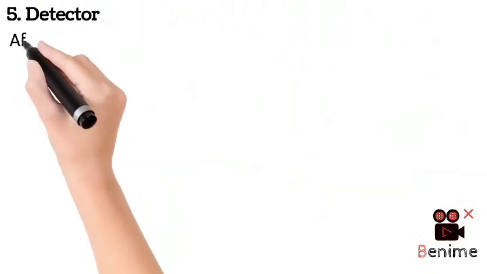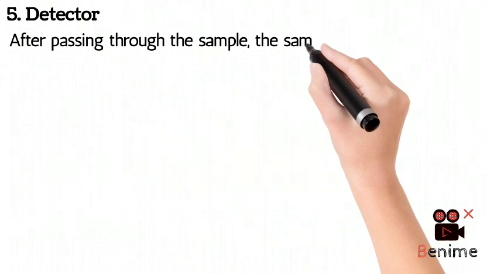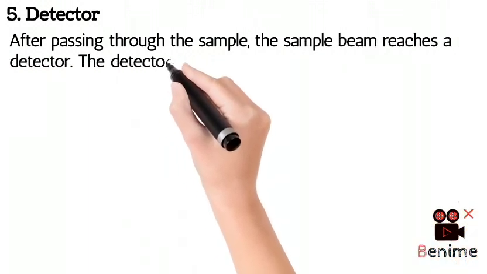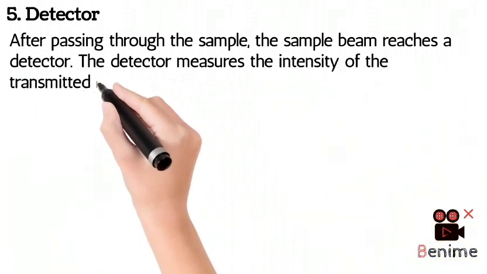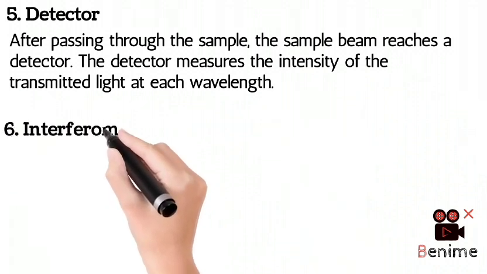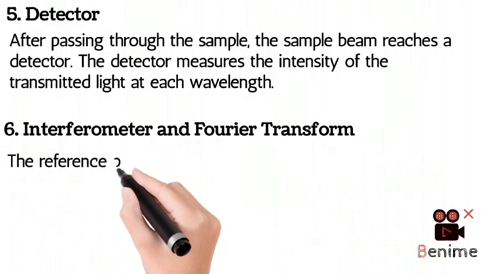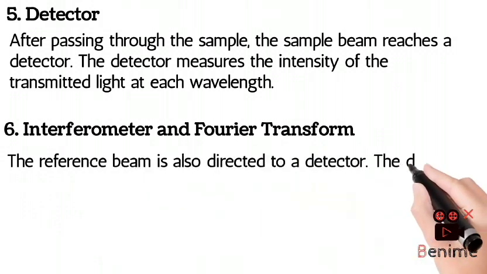Detector. After passing through, the sample beam reaches a detector. The detector measures the intensity of the transmitted light at each wavelength. Interferometer and Fourier transform. The reference beam is also directed to a detector.